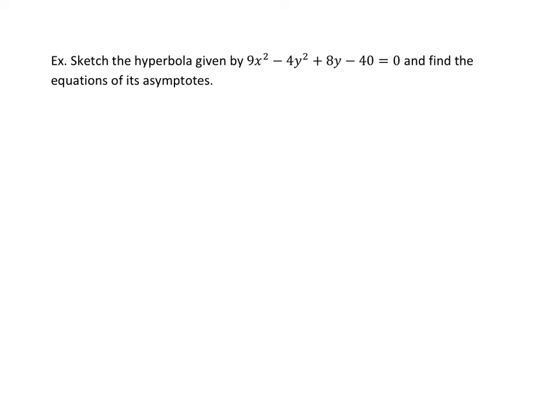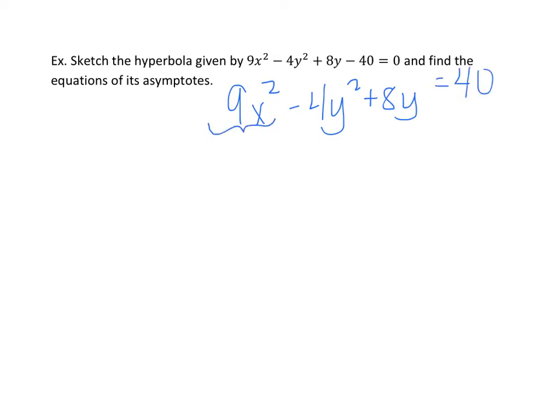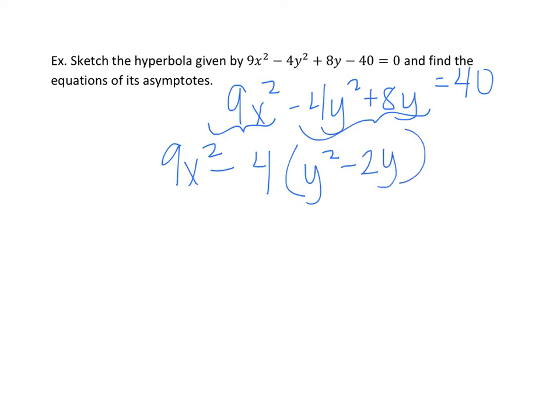Okay, one that's not in standard form. We're going to do the same thing we do with ellipses. We need to group our x's, group our y's, put our constant on the right. So 9x squared minus 4y squared plus 8y equals 40. There is nothing to complete the square with for x's. It's just going to stay 9x squared. For the y's, though, I need to take out that 4, like we did in ellipses. That's going to leave me with y squared minus 2y that I have to complete the square with.